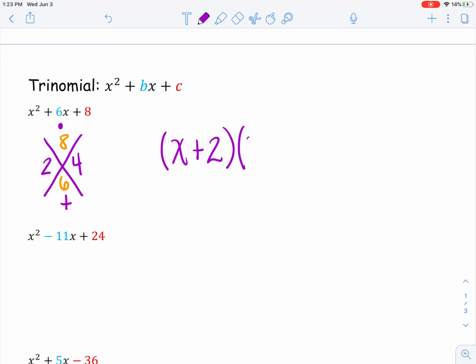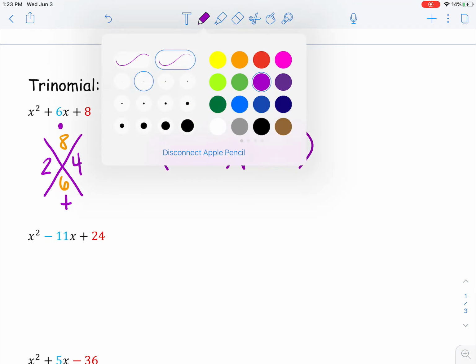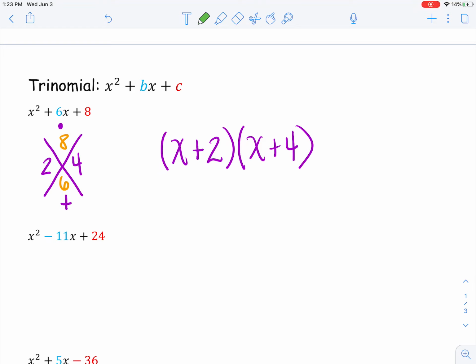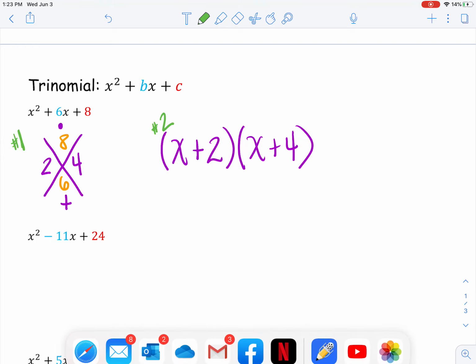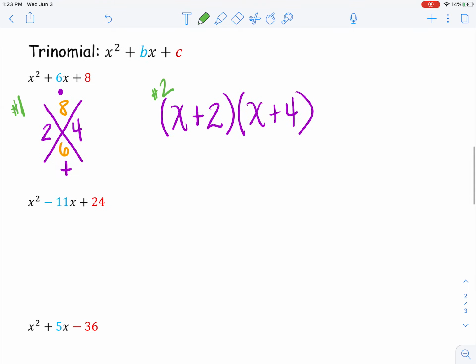You are not done when you fill out the x. You have to write your factors as two binomials. So if you're working on your homework assignment, this is worth 1 point. This is worth another point. So you have to do both pieces to get full credit. Okay, let's take a look here. Next one.